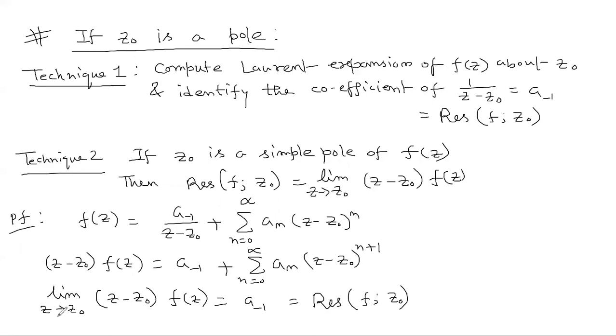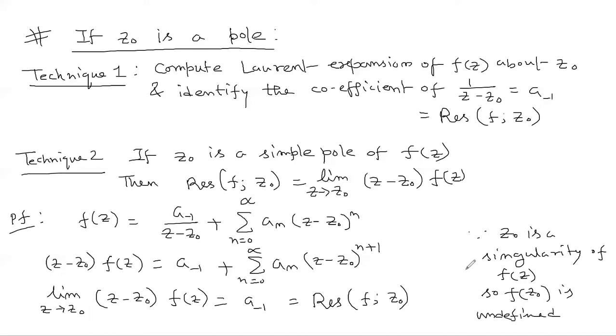Now here we need to take the limit because z0 is a singularity of f(z). So f(z0) is undefined. That is why we have to take the limit, and we can get a_{-1}, that means the coefficient of 1/(z - z0), which is our required residue. So whenever z0 is a simple pole, we can compute the residue of f at the point z0 by this expression.